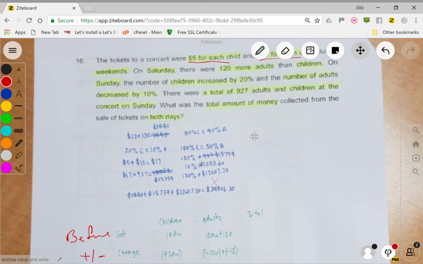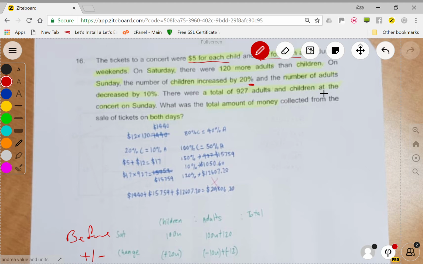So why do you go and put 100U? How come? 1U also can. You can put 10U, 1U, 100U, or even 1000U also can. But why they put 100U is because of percentage.